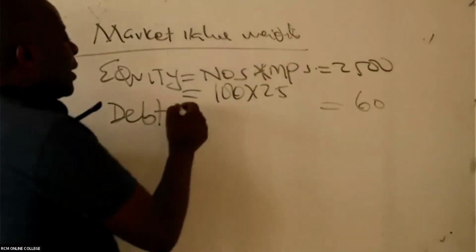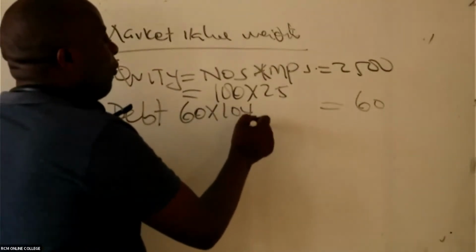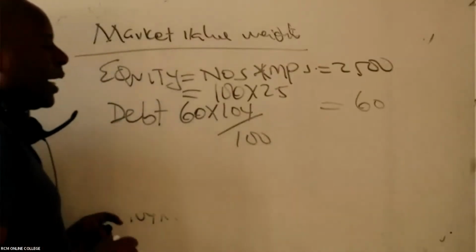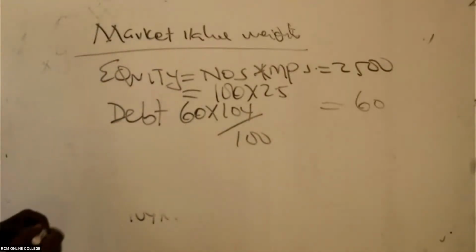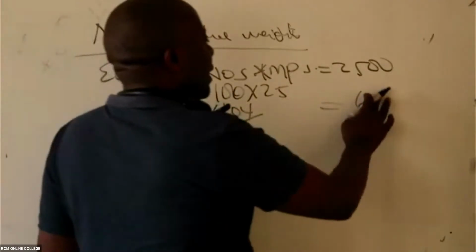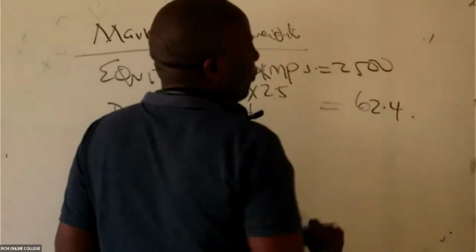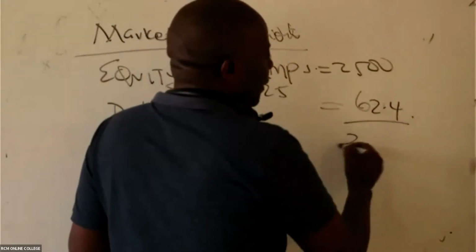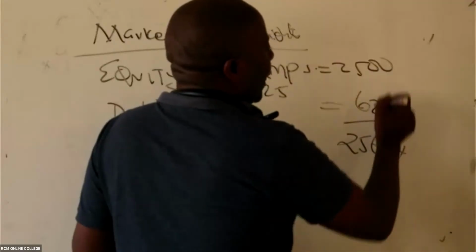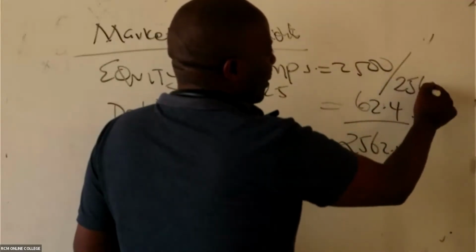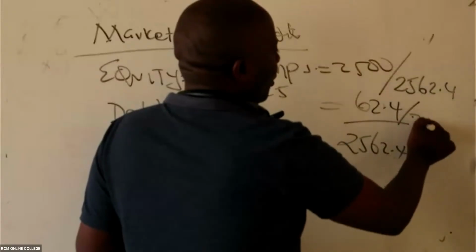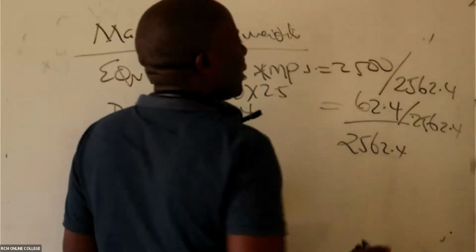But again, they have even given us an idea of how to get this market value. It will be 60 times 104 per 100. This gives us 62.4. So now once I have 2500 and 62.4, I can easily change these to weights, by dividing each by the total.